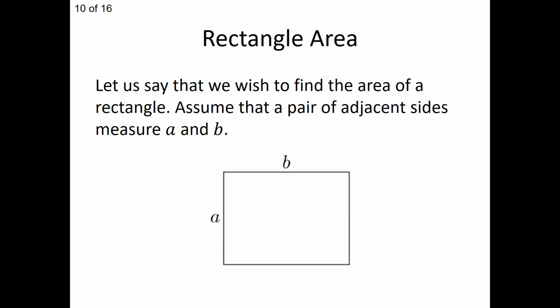Assume that a pair of adjacent sides measure a length of A and a length of B. Now, our investigations turn to how many unit squares we can chop out of this given rectangle if the dimensions of this rectangle are A by B.